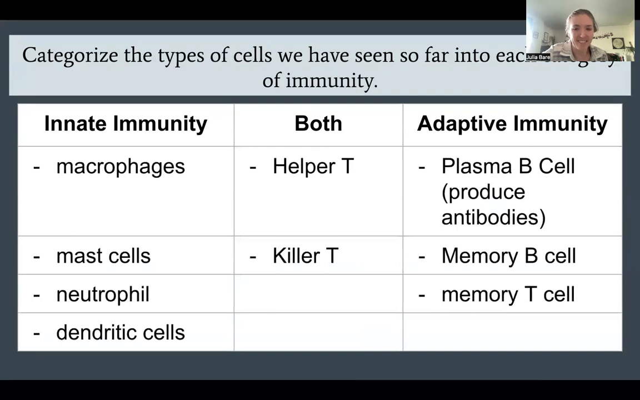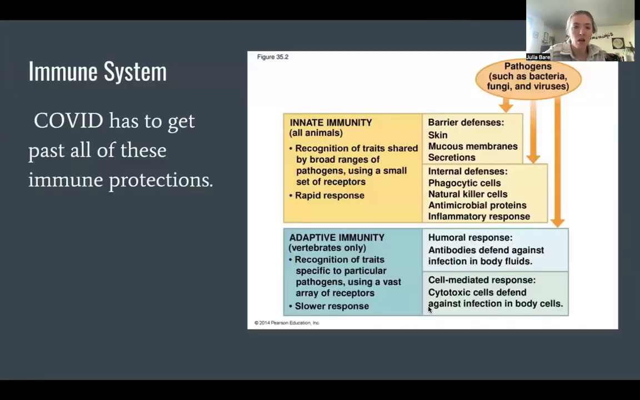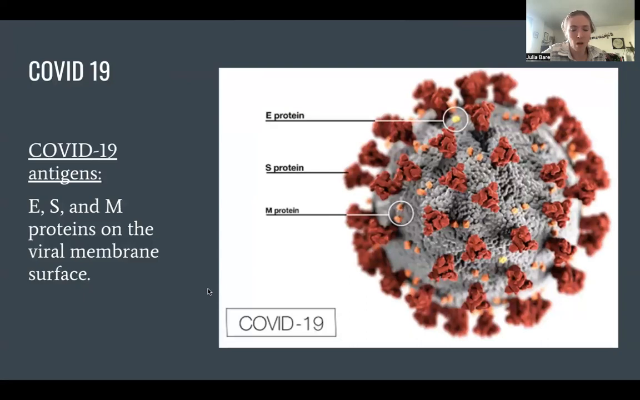Did you get it right? Take a look at this chart and consider how you categorized the cells and how this chart categorizes the cells, and how it might have been different compared to what you did. So, how does COVID-19 get past all of these immune protections? How does it get past these different responses to an infection?